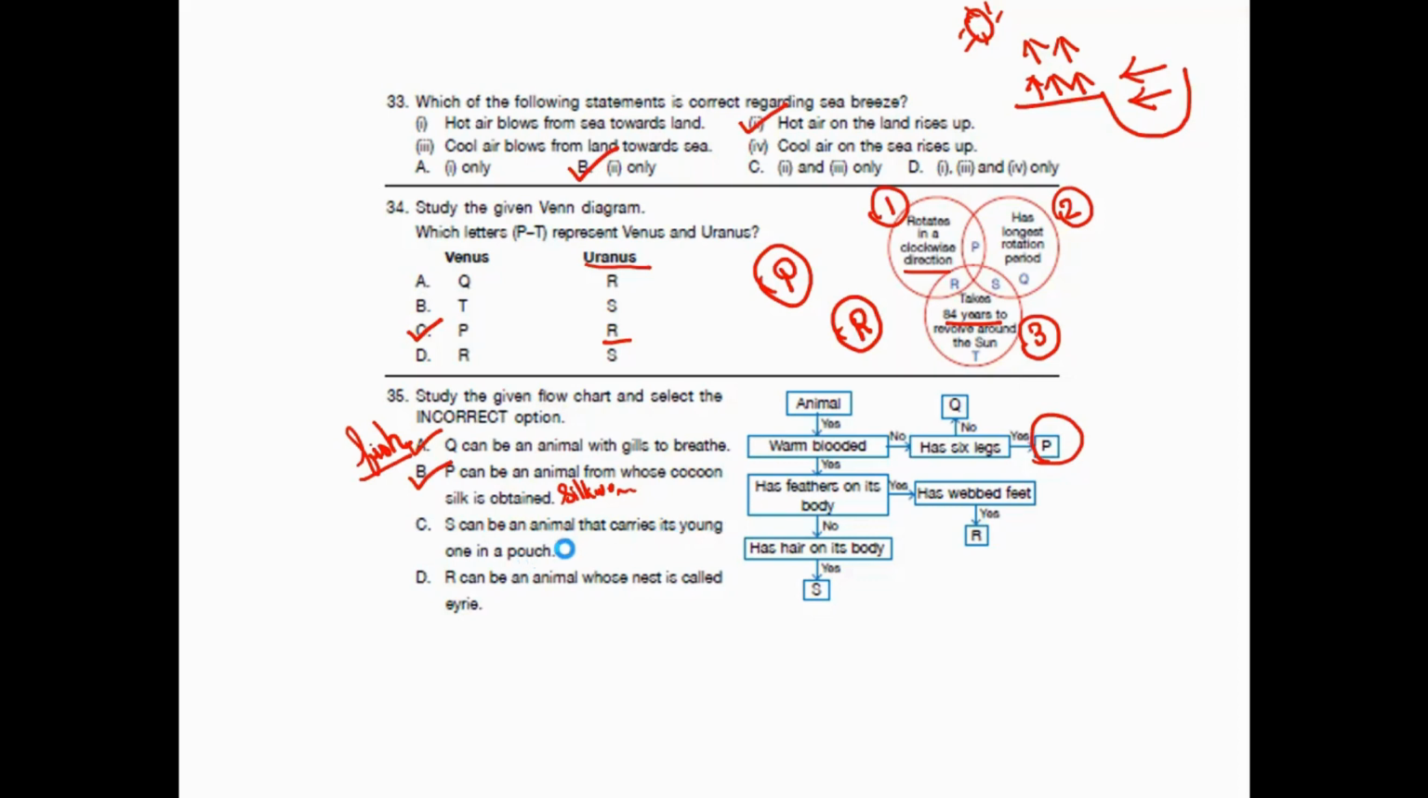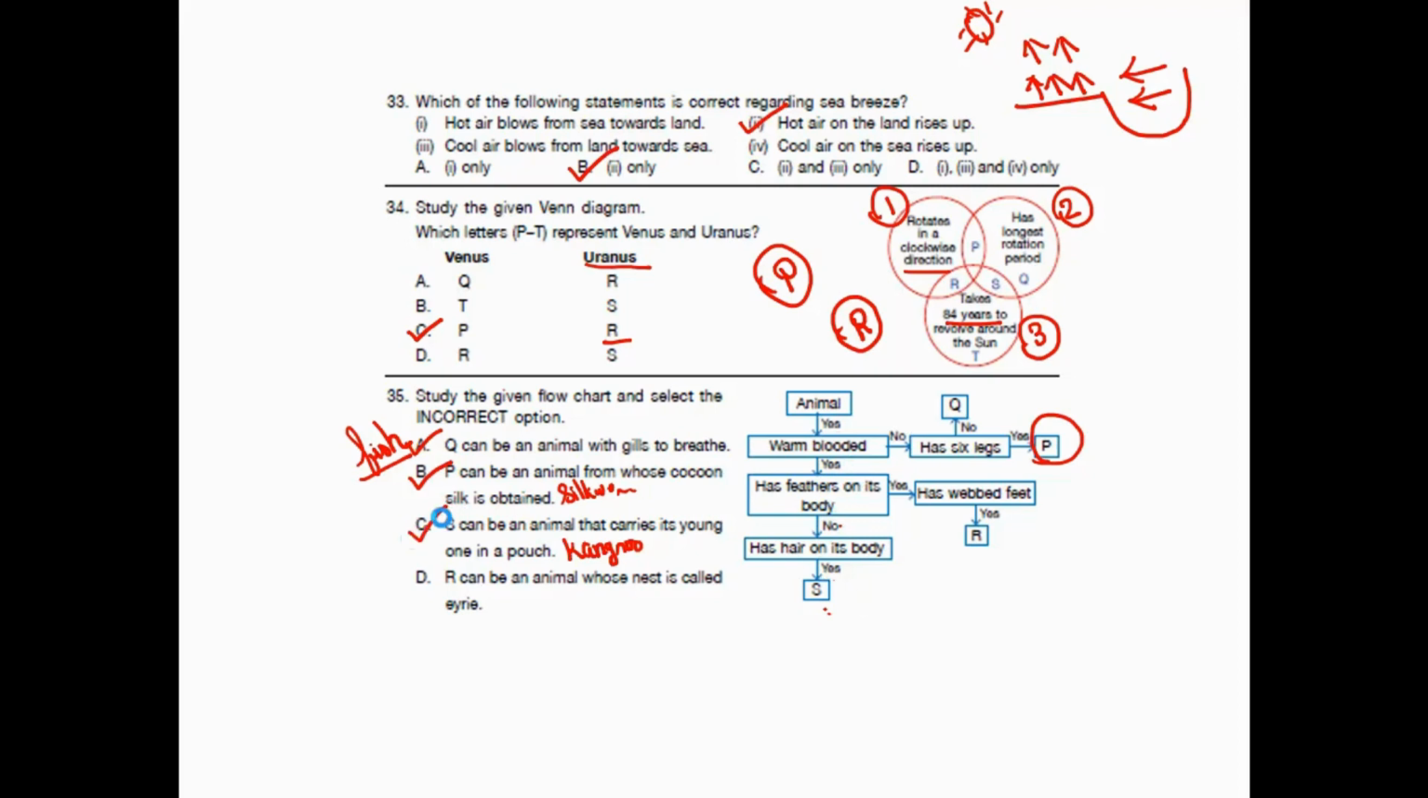Option number C says S can be an animal that carries its young one in a pouch. We know kangaroo is the animal that carries its young ones in its pouch, right? So here let's see, animal, yes, warm-blooded, yes, has feathers on its body, no, has hair on its body, yes, correct. Why? Because kangaroo is a warm-blooded animal that does not have feathers on its body but has hair on its body. So S can be the kangaroo. So this is also correct.